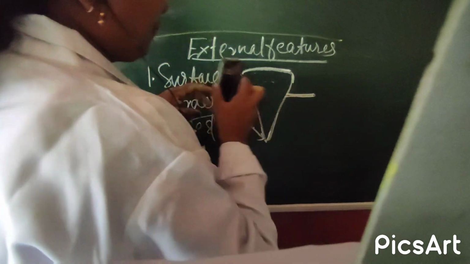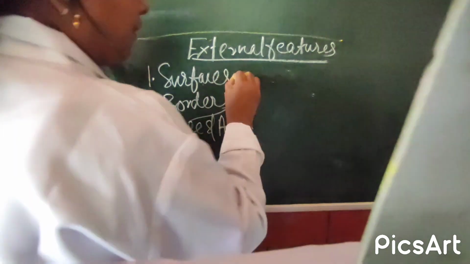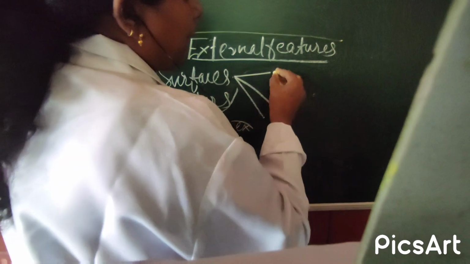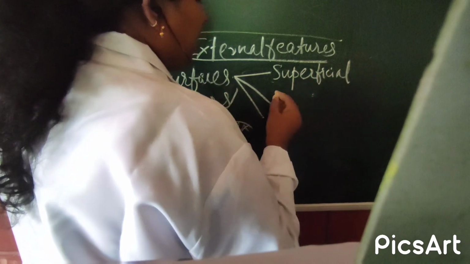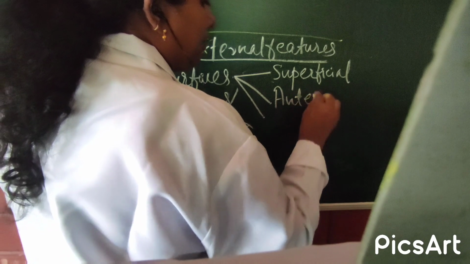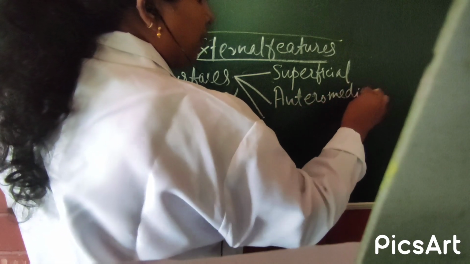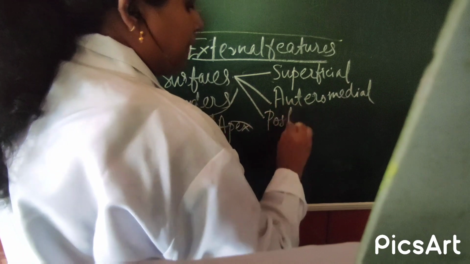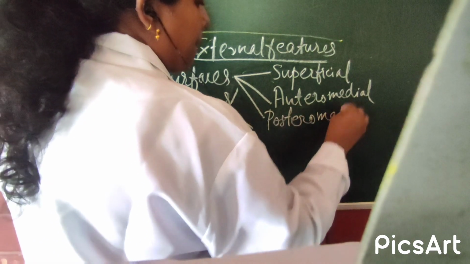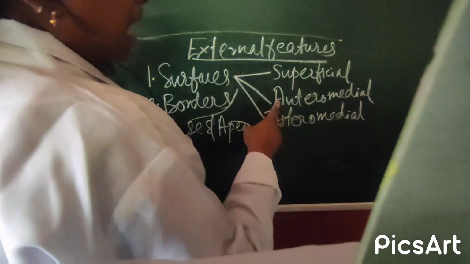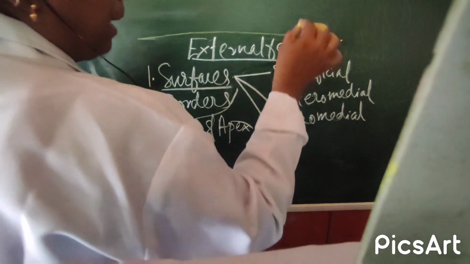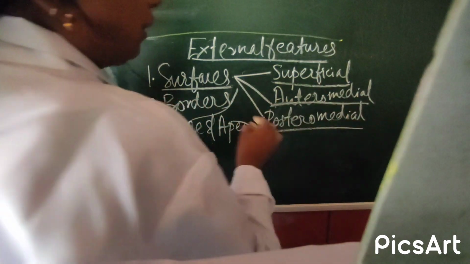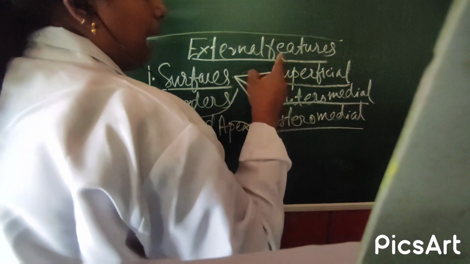Now it possesses surfaces. There are three surfaces, namely the superficial surface, anteromedial surface, and posteromedial surface. These are the surfaces of the parotid gland.